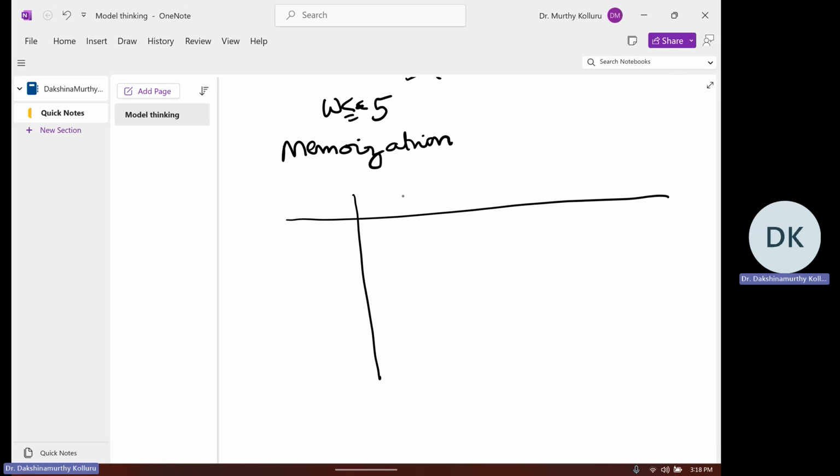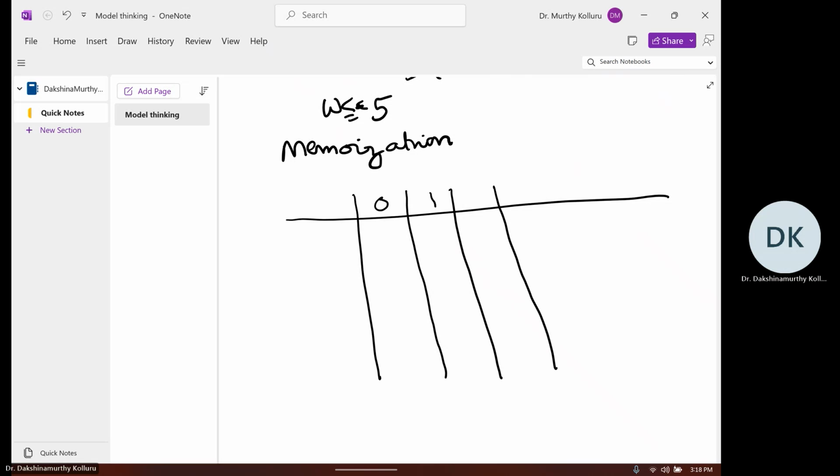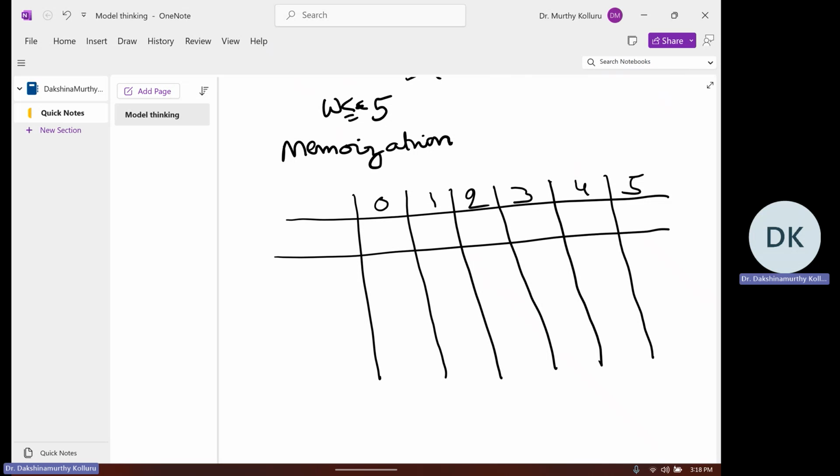Our weight capacity is 5. So 0, 1, 2, 3, 4, 5. And let us say we started with our item 1 whose weight is 2 and value is 10.